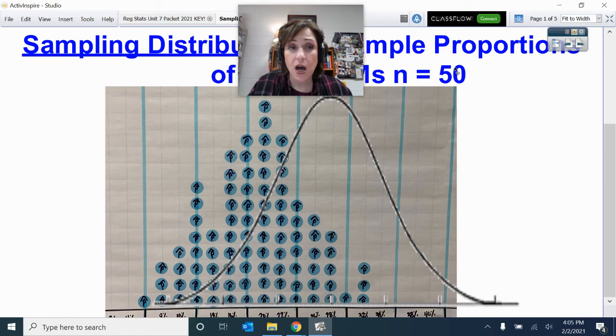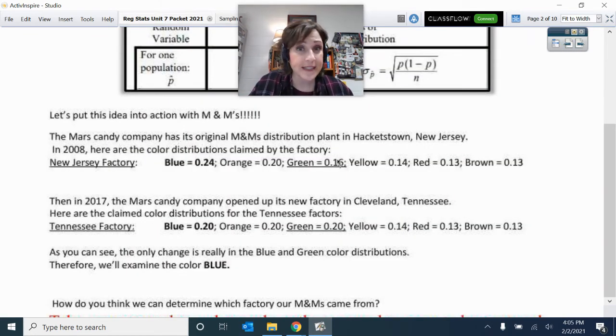Why are your proportions all messed up and way different than what they're supposed to be? And they said to me, well, read the label on the back of your M&Ms. Where did they come from? And I said, I don't know, Hackettstown, New Jersey. And they said, no, look, because we have opened up a new factory this year. It is in Cleveland, Tennessee. And so if your M&Ms came from Cleveland, Tennessee, then they may not be 24% blue. They could be 20% blue.